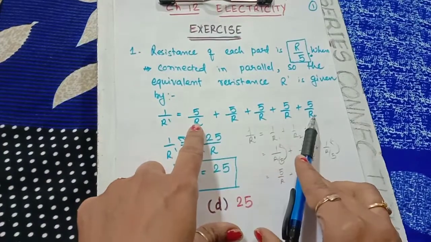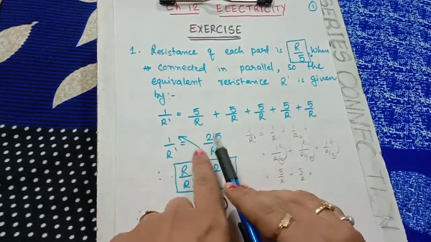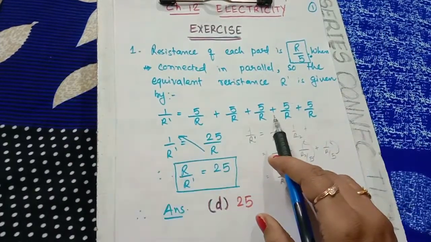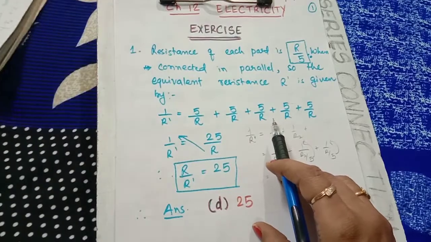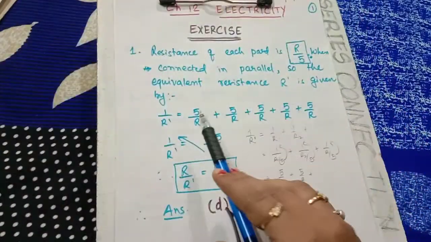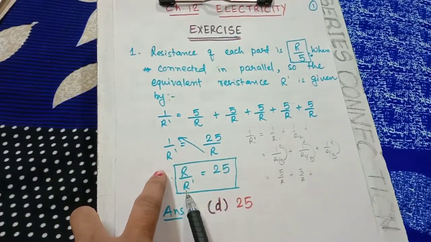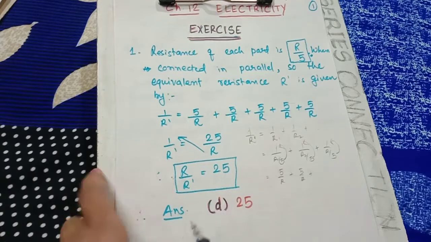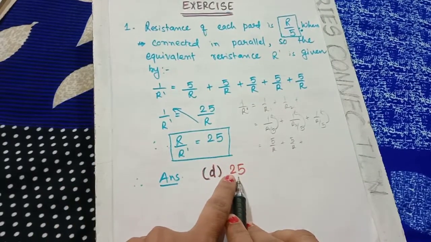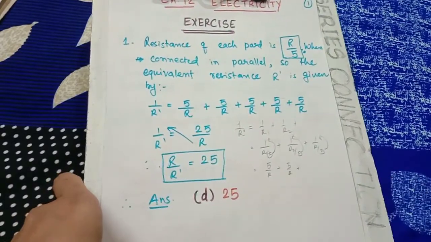Now, what is the LCM? R. Then addition of the numerator, so it will be 25 by R. And now they are asking the ratio R by R prime as per the question. So this R we take up. R by R prime is equal to how much? 25. So what is the answer? Answer is D, 25. If you want to write this down, you can write it down. Now we go for the next one.